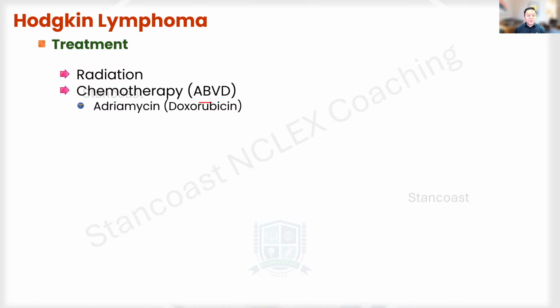We have the Adriamycin or the doxorubicin. We also have the bleomycin, the vinblastine, and the dacarbazine. We'll talk about each of these medications individually. Again, don't forget about the ABVD. This is the chemotherapeutic modality that will be used for the treatment of Hodgkin lymphoma.